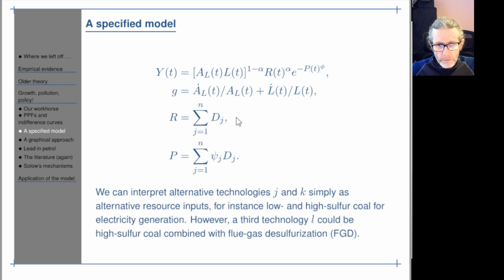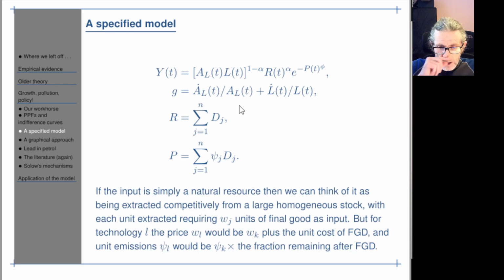So what happens next? We can interpret these alternative technologies as simply alternative resource inputs, like I said, coal, oil, wind, or high sulfur coal, low sulfur coal if we're talking about sulfur. But a third technology could also be some end of pipe, coal plus end of pipe cleaning, which would be more expensive, less polluting, so a lower value of psi, a higher value of W. If the input is simply a natural resource, we can think of it as being extracted competitively from a large stock, so then the price is constant, right? If we've got some end of pipe cleaning like FGD, flue gas desulfurization, then again we just assume that there's some extra fixed cost of doing that.